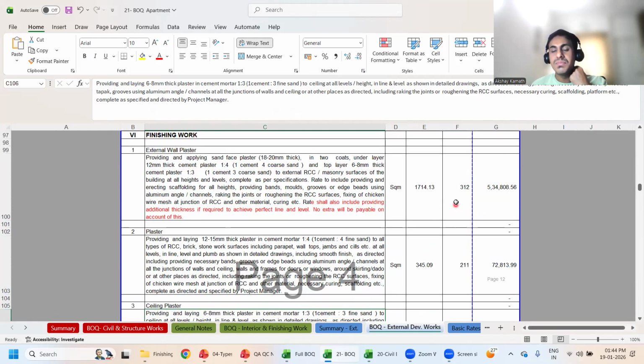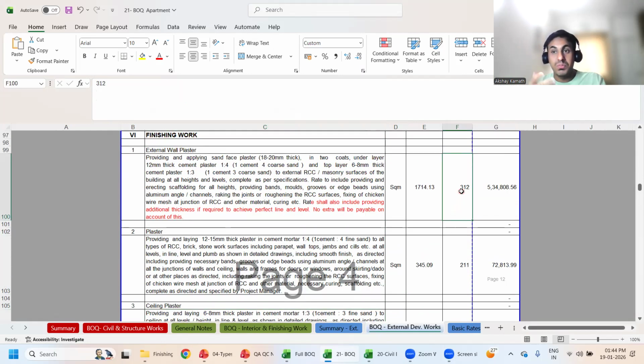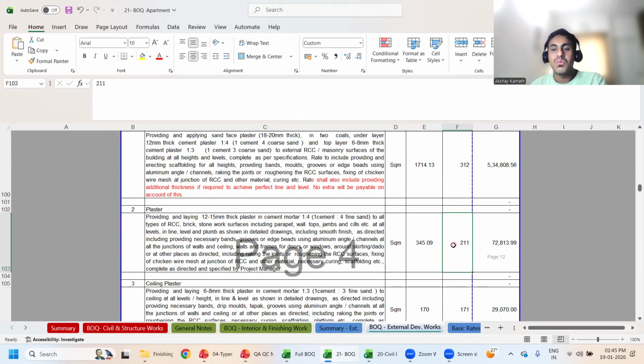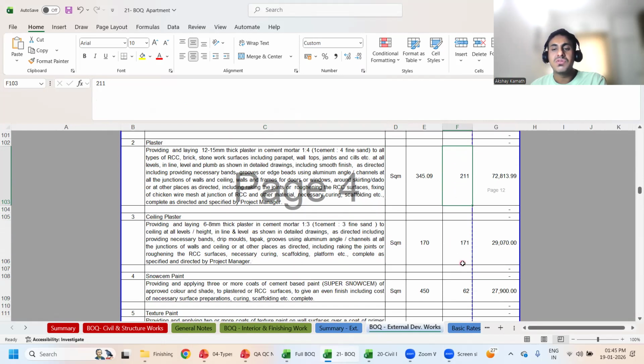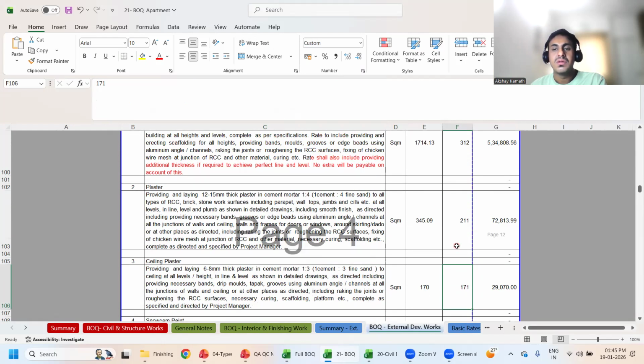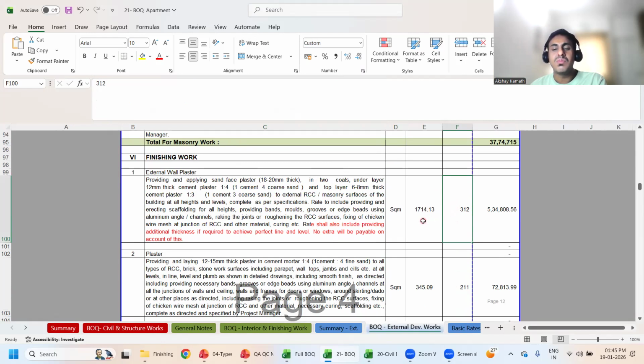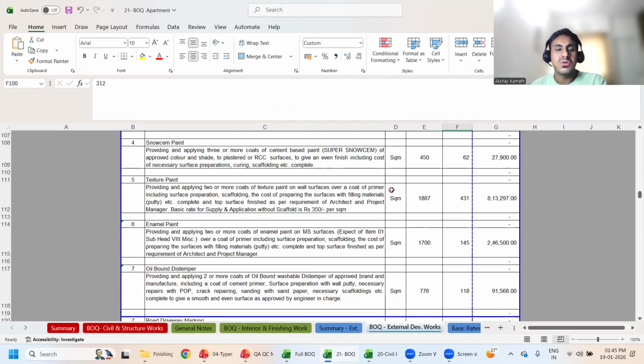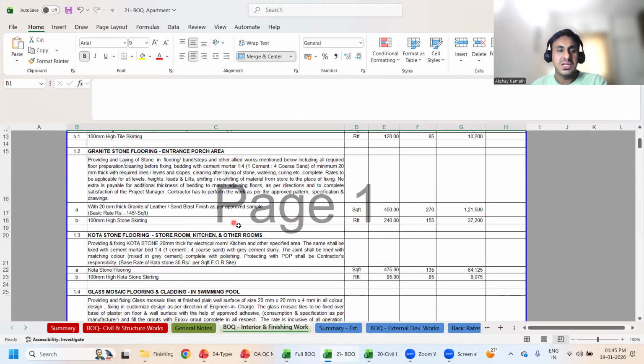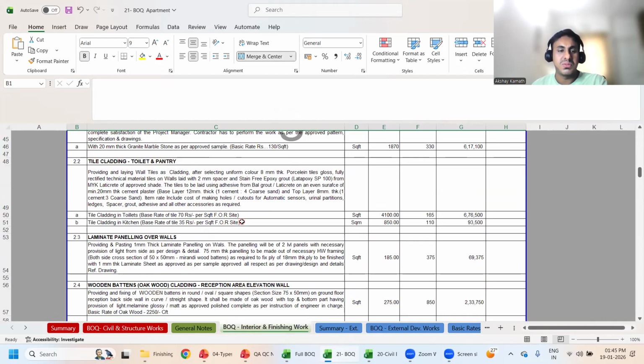Again, you see the rate. If you observe the rate, this is in rupees. For external plastering, the rate is 312 rupees. For the wall plastering, it is 211. And for the ceiling plaster, it is 171. Always external plastering will be a little more because thickness is also more, and you need to put up the scaffolding and all. For that, the rate will always be on a higher side. Got it? So this was all about this particular BOQ.